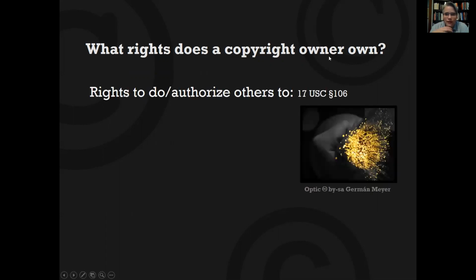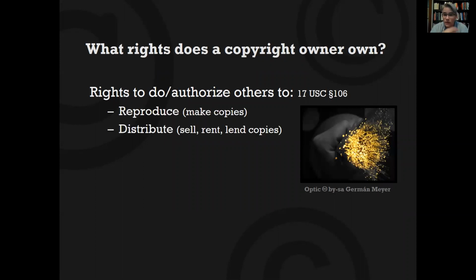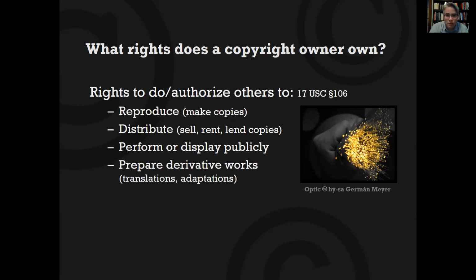Well, the copyright owner has roughly 4 rights under US law, and this is spelled out in Title 17 of the United States Code, Section 106. Copyright owners own a bundle of rights: the right to reproduce or make copies of their work, the right to distribute their work for free or for pay, the right to control public performance or display, and using things in classes is usually a public performance or display, and they control the right to prepare derivative works, so translations or adaptations of their works. If you own the copyright, these are the rights you control.